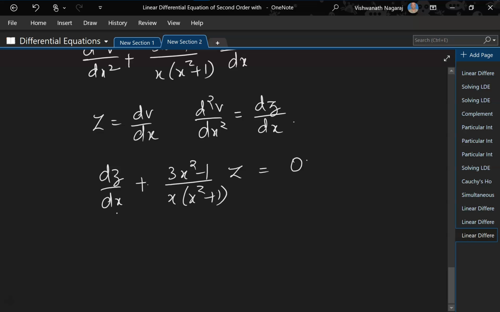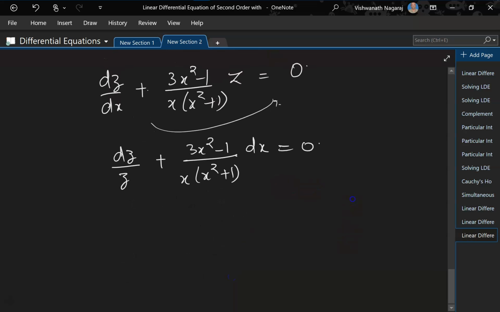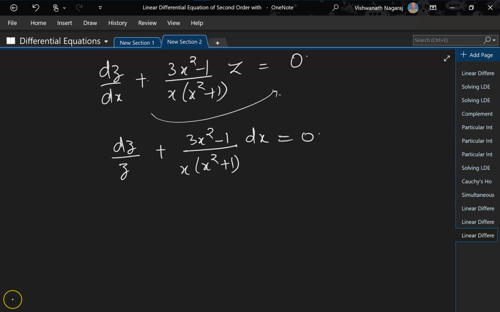Now by moving this to this side and then exchanging dx and z, what we would end up with is dz by z plus 3x square minus 1 by x times x square plus 1 dx is equal to 0. And now what do we do? We integrate it. But before we integrate it, we have to somehow make this easier to manipulate, right?